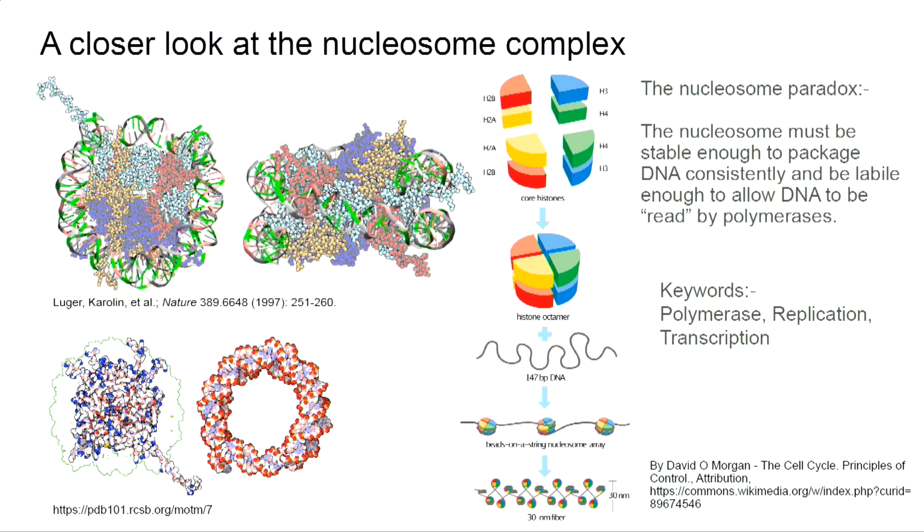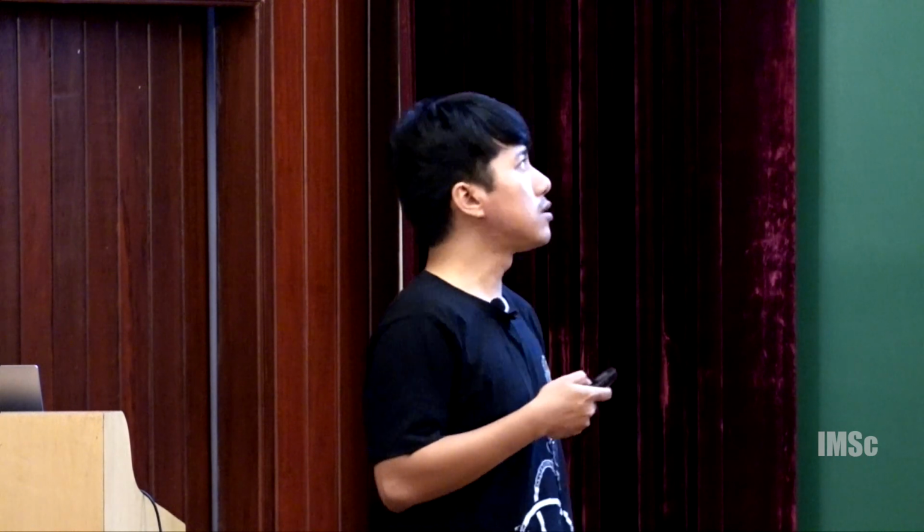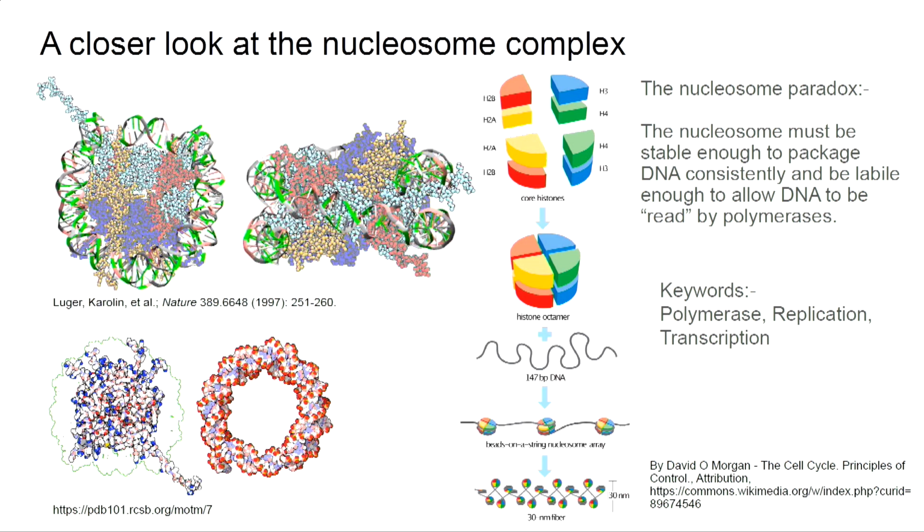But there is a paradox here. The nucleosome has to be stable enough so that the DNA is strongly compacted. But the DNA also has to be labile enough for something called polymerases. Polymerases are proteins which take the DNA and make more DNA or RNA from it. The DNA polymerase creates DNA from DNA, and RNA polymerase creates RNA from DNA. So the nucleosome has to be labile enough for the RNA polymerase or the DNA polymerase to pass through.